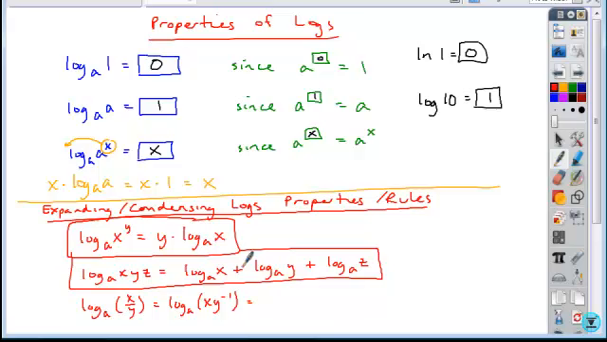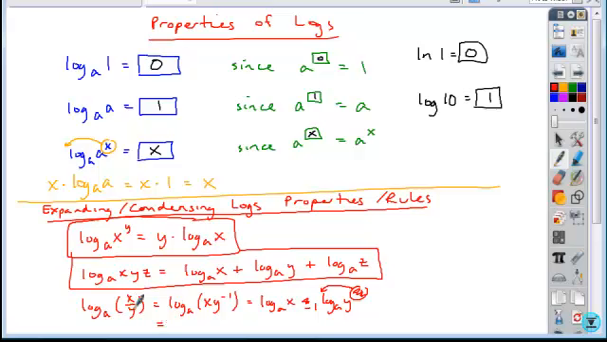And so now if we use this expansion rule right here, we would get log base a of x plus log base a of y to the minus 1. Well, what can we do with this power? We can move the power out front. It becomes a minus 1. And so really, rather than going through this whole process, we can just use the shortcut rule for this.